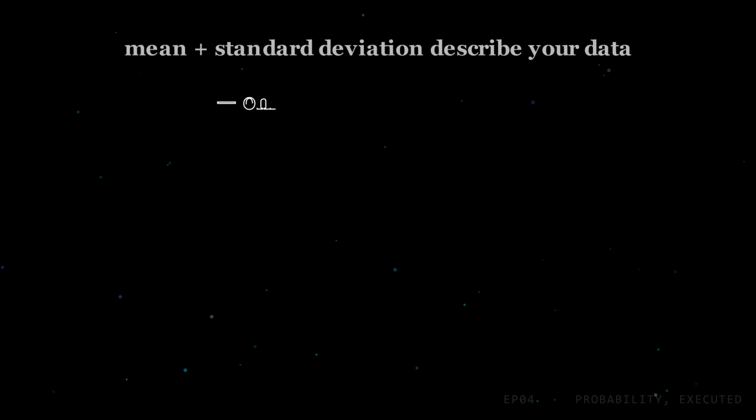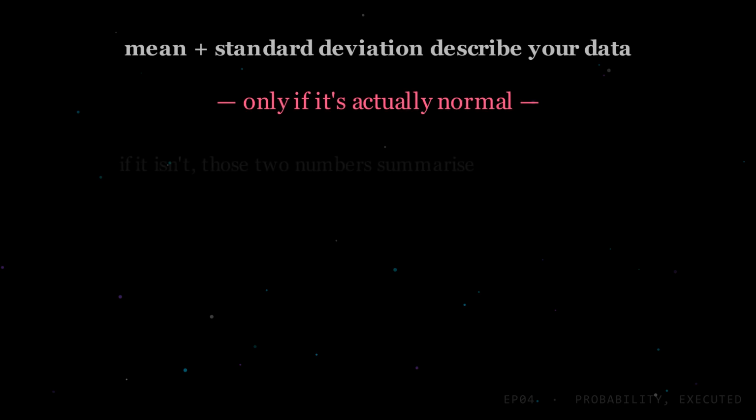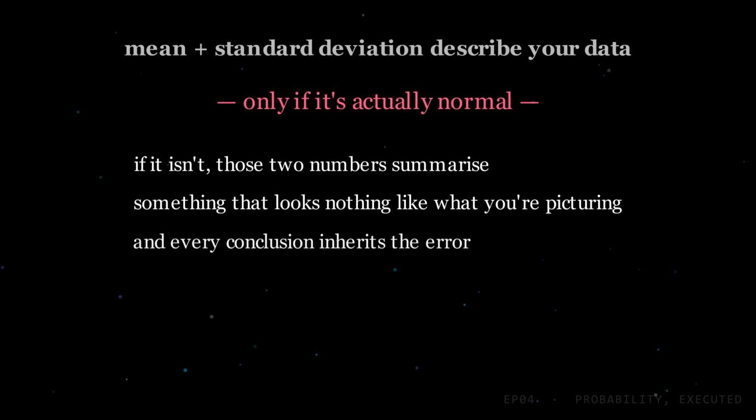But here's what people take from that and shouldn't. Because the shape is determined by the mean and the standard deviation, it's tempting to think that reporting a mean and a standard deviation describes your data. It only does if your data is actually normal. If it isn't, those two numbers can be a summary of something that looks nothing like the thing you're imagining, and everything you conclude from them will be confidently wrong.